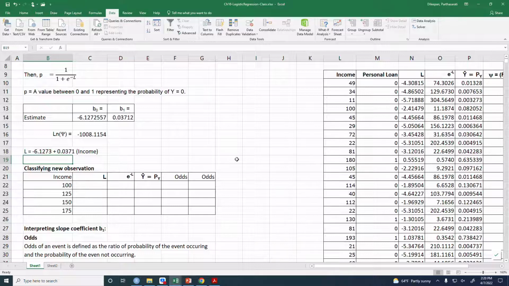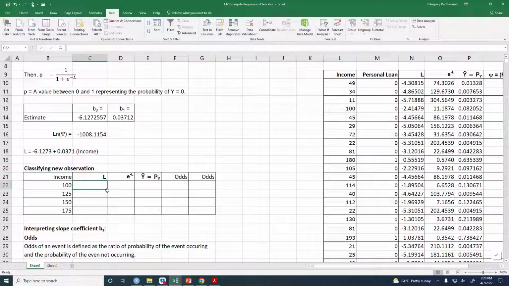Okay, so now that we have the model, how do we use it? How do we make predictions for new observations? So here, suppose we have these 4 new observations. There's only one predictor, remember, in this example. So if these are the incomes, what is our prediction in terms of classification of personal loan?